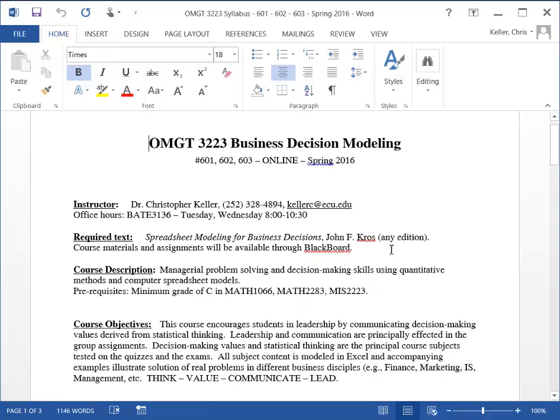The text for this course is required text for all OMGT 3223 sections. All of the materials that you need to complete this course are available online in Blackboard. So I have listed here that any edition is available, whether or not you have access or codes or software. I don't explicitly test out of the book or use any of its exercises. I don't utilize its software. Really, again, everything that you need is available on Blackboard.